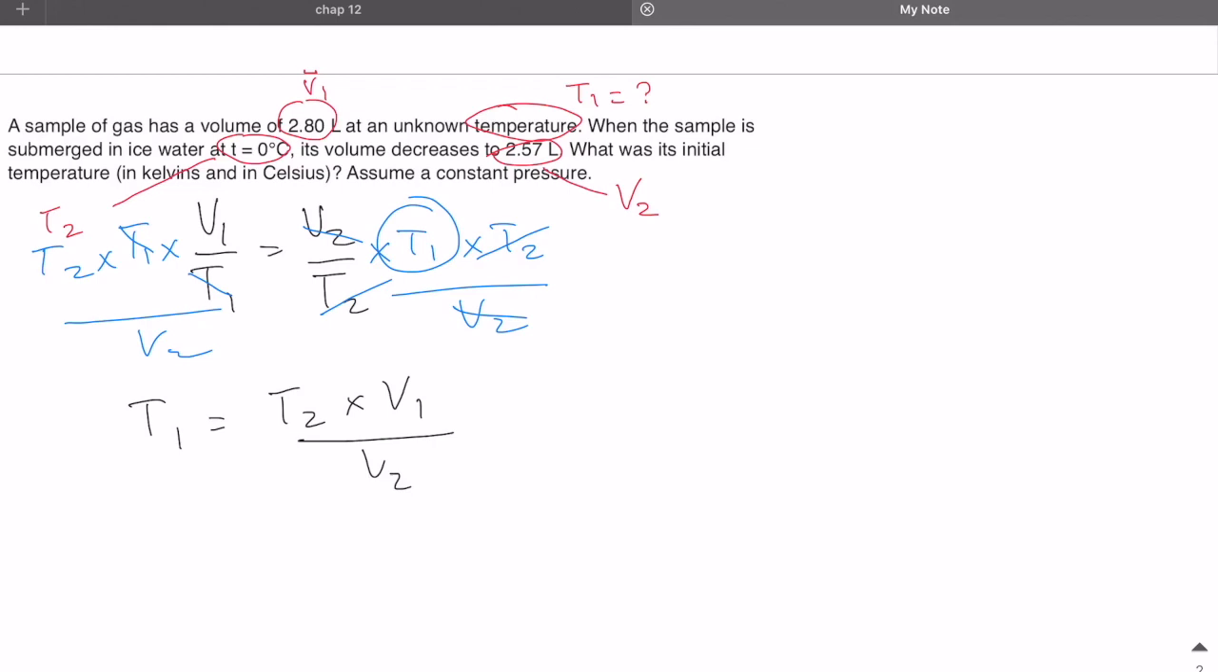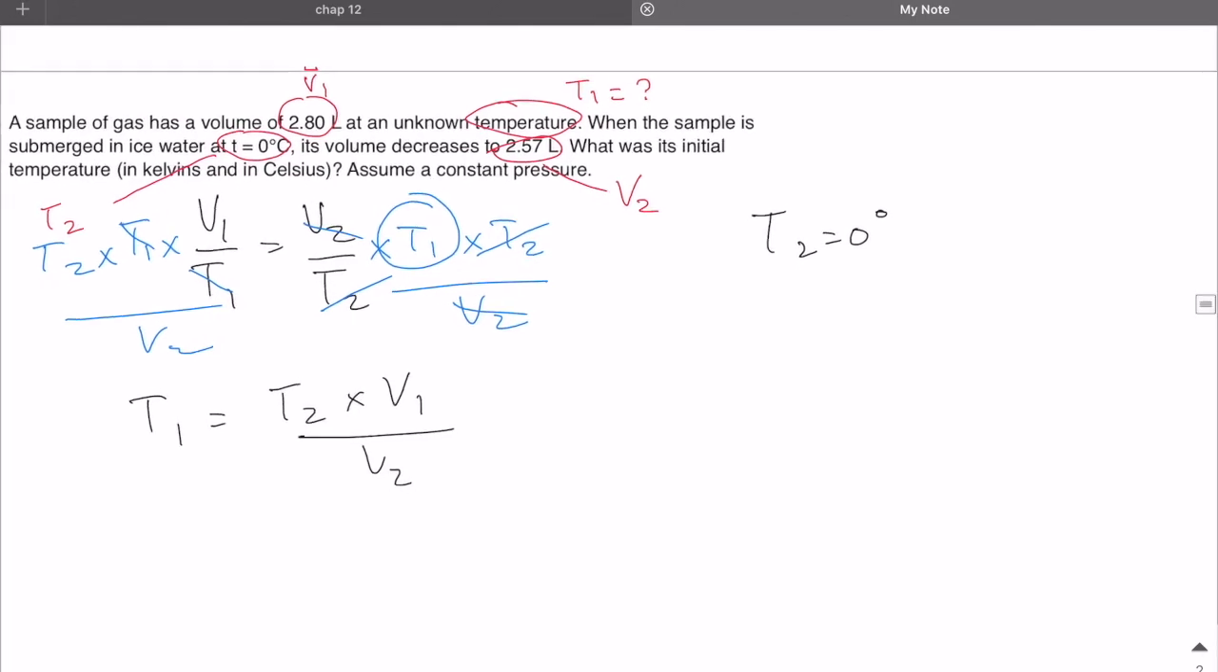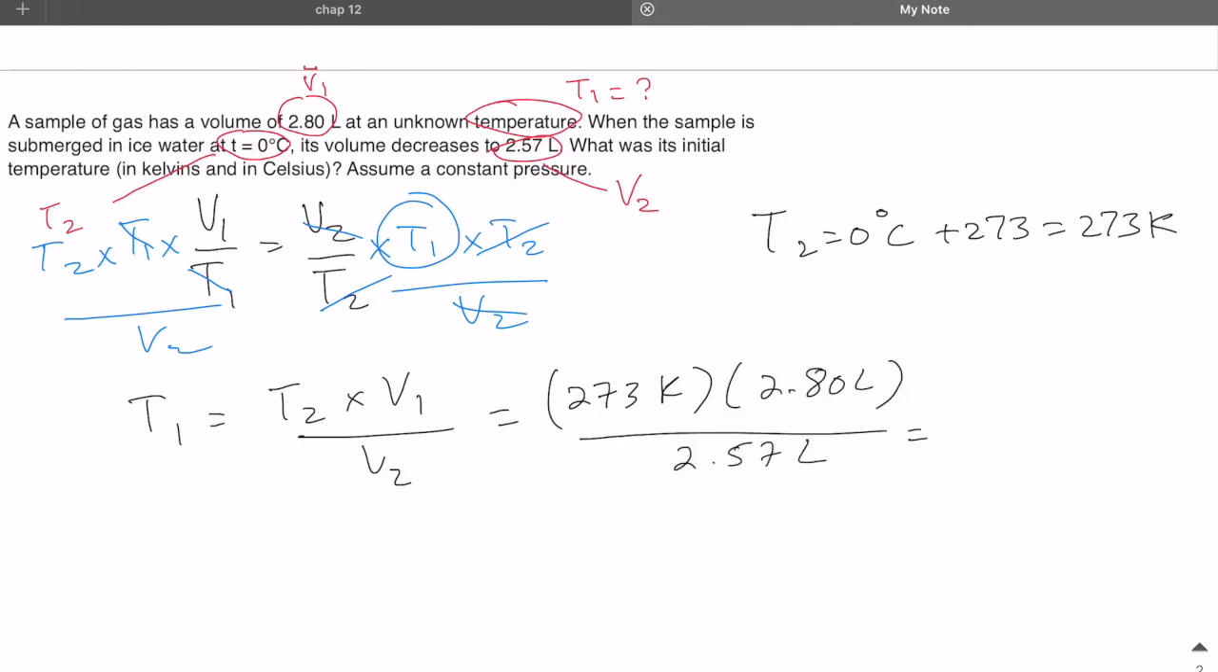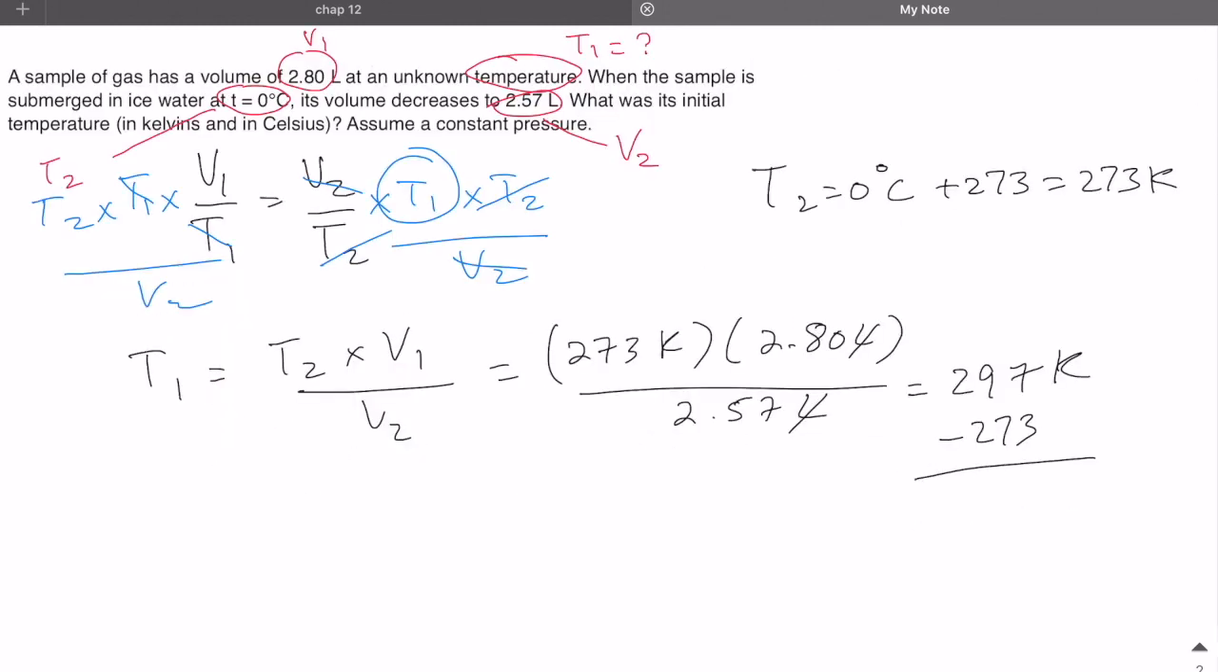Now, the other thing to note is that temperature in gas calculations must always be expressed in degrees Kelvin. So our T2 is 0 Celsius, which is the same as 273 Kelvin. Once we have that, it's really just a matter of doing some calculation: 273 Kelvin times V1 over V2. And when you do this calculation, what you get is 297 Kelvin. Now, if you want your answer to be in Celsius, you're going to have to subtract 273 out, and that would give you 24 degrees Celsius.